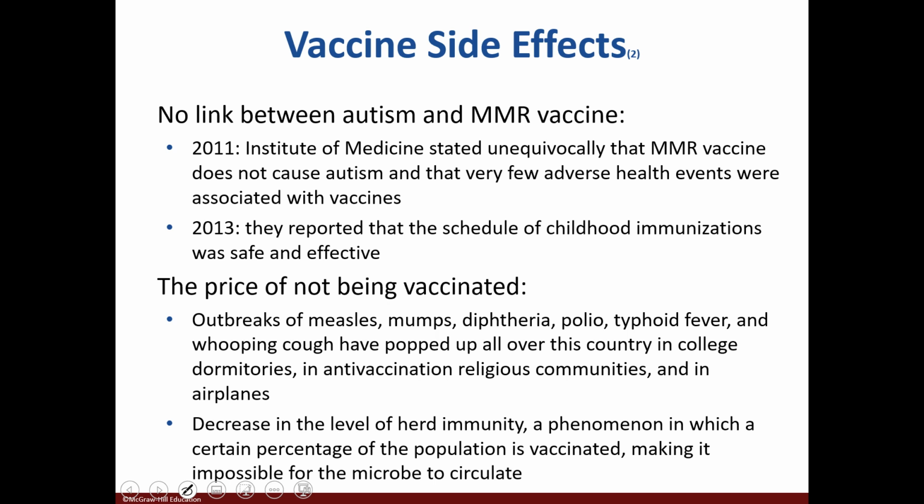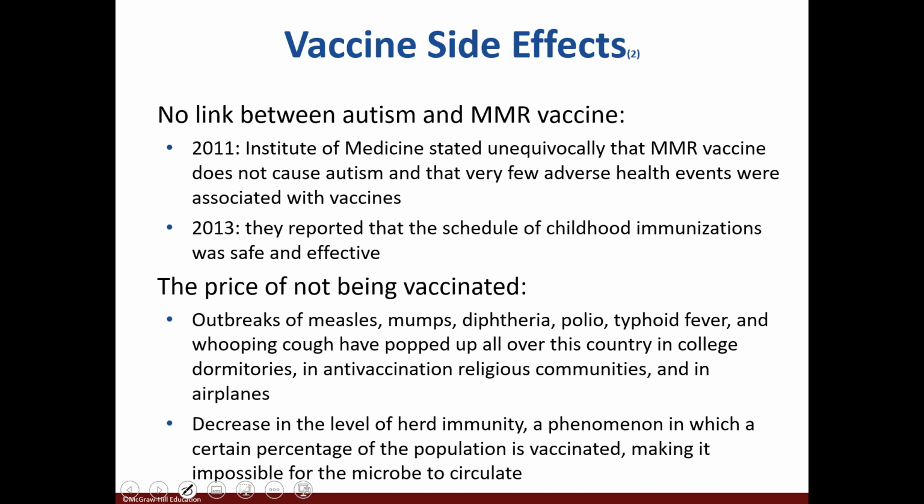In 2011, the Institute of Medicine stated vaccines do not cause autism, and in 2013, they reported the schedule was safe and works. Of course, people still believe in the fraudulent claims, so there are a lot of anti-vaxxers out there. This has led to an increase of cases like measles and mumps, which can be prevented with vaccines.